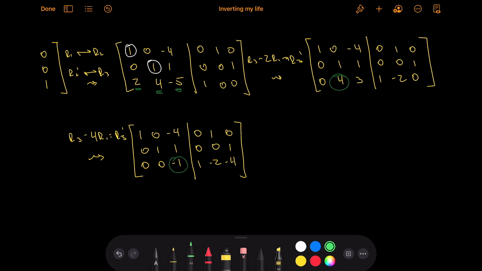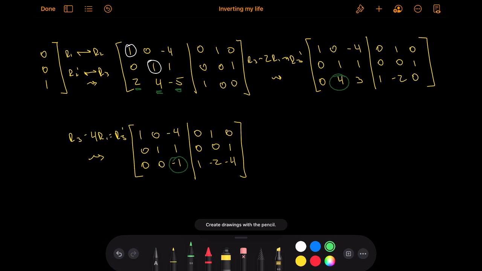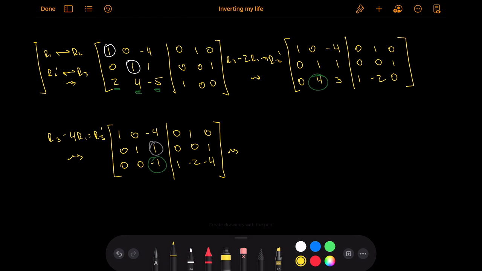And so what we're going to do now, before we do that, is get rid of this 1 in the second row. To do that, we're going to let the second row be added to the third one, which will give us a new second row. And then we're going to multiply the third row by negative 1, and we get our new third row.